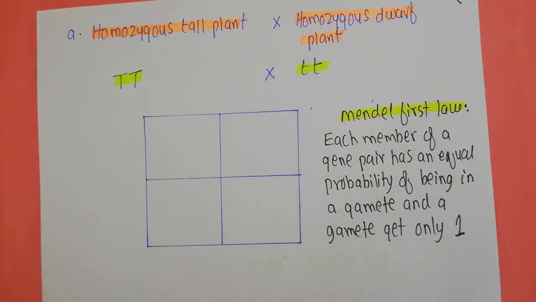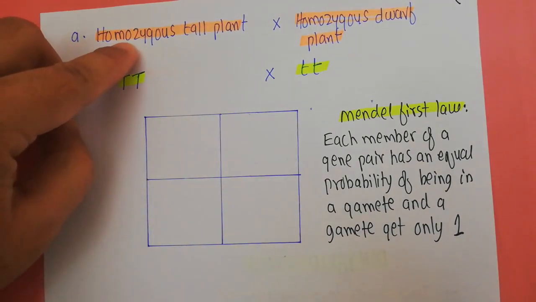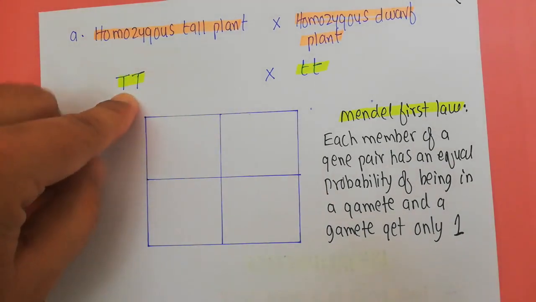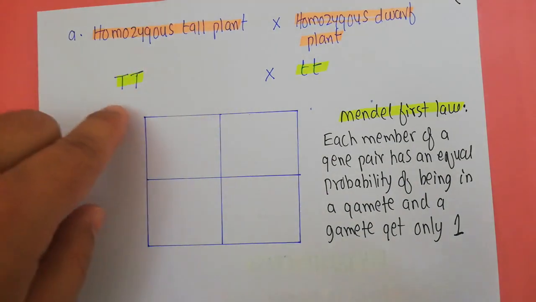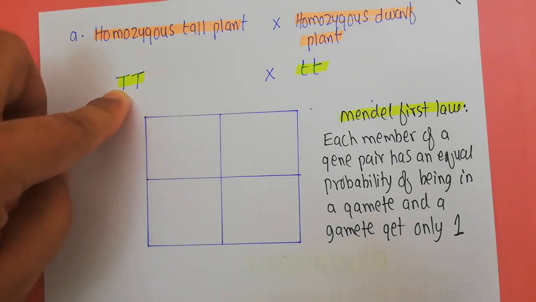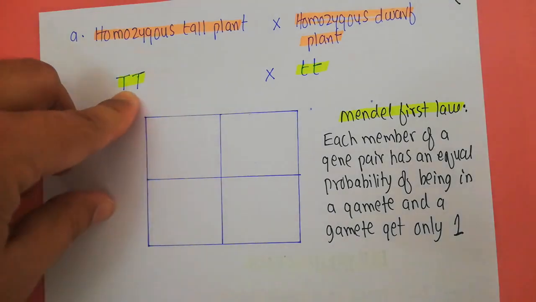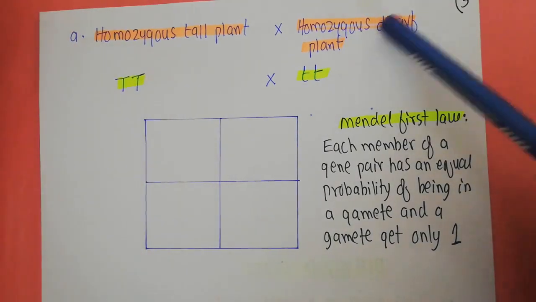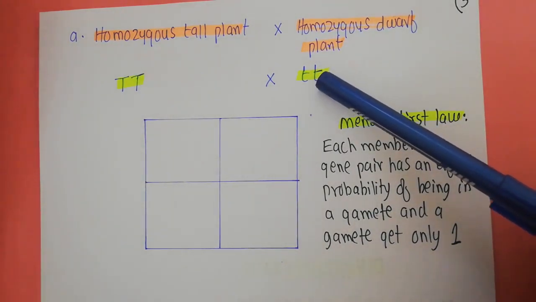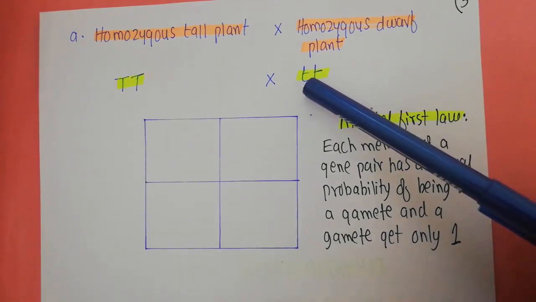Now if you are crossing a homozygous tall plant, as you can see, we are talking about homozygous. That means that both of the members of this pair will be the same. And you are talking about a tall plant, and as we know, we represent the tall plant with a capital T allele. So this is homozygous. That means that both of the members of this pair will be capital T. If you talk about the homozygous dwarf plant, you all know that the dwarf plant expresses itself only in the homozygous condition. So the pair in this particular case will be small t and small t.